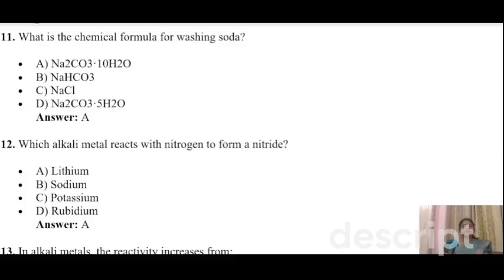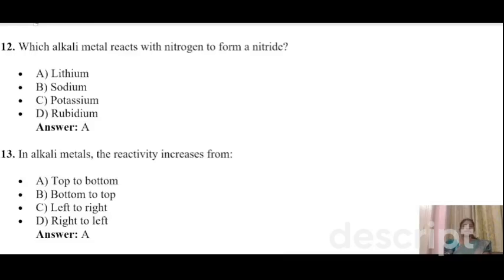What is the chemical formula for washing soda? Sodium carbonate decahydrate. This is the answer. Which alkali metal reacts with nitrogen to form nitride? Lithium. Therefore, the metal is lithium. The answer is A.